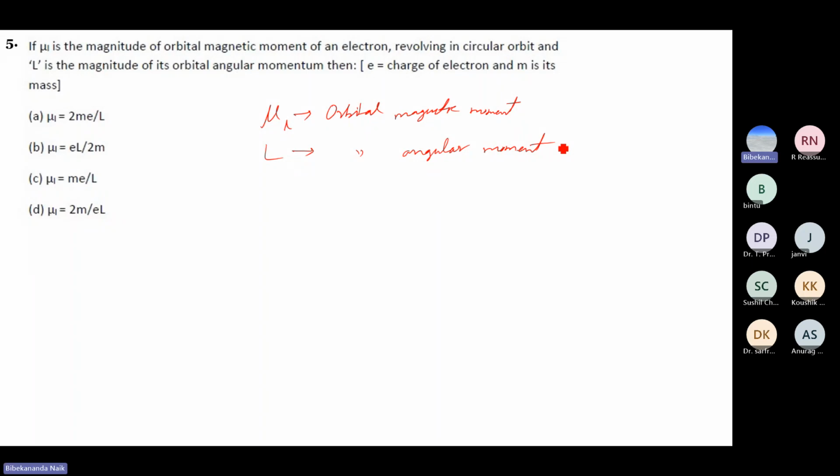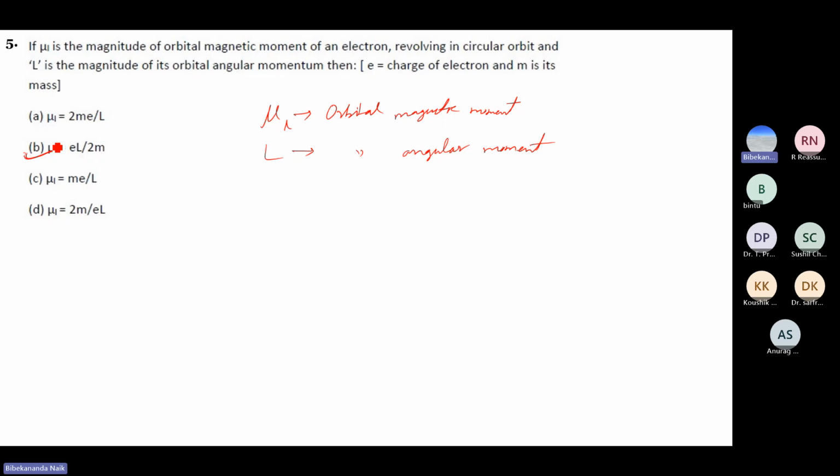Okay, so option B. You are saying option B or option D? Option B, I think so. Okay, so the correct option will be option B, which is eL by 2m. This may be the correct option. So now we will calculate. So thank you for your answer.